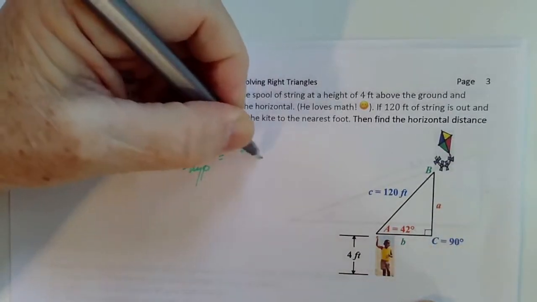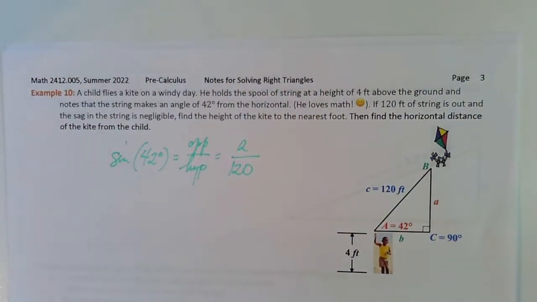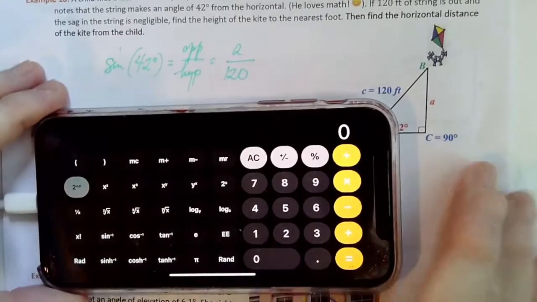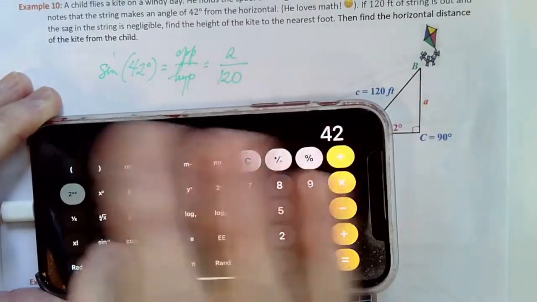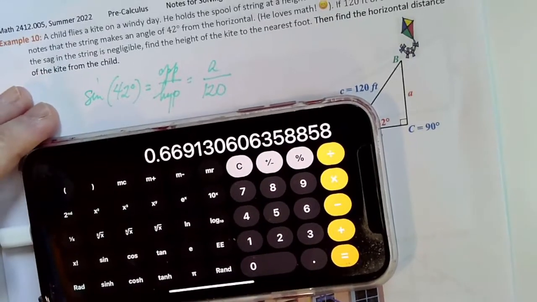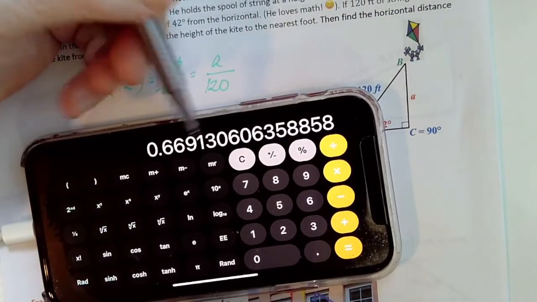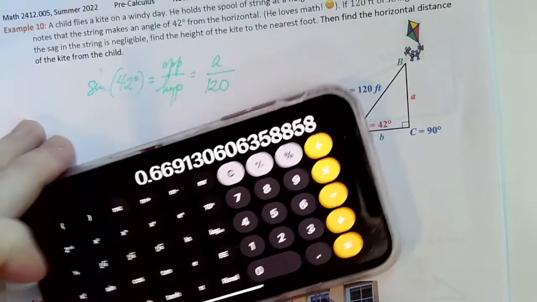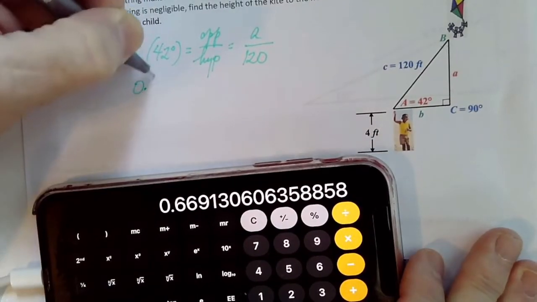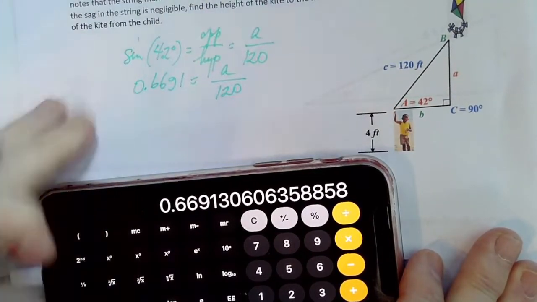Opposite is A. Hypotenuse is 120. And let's find the sine of 42. So we've got 42. Sine. And I get 0.66913. Since the number to the right of the 1 is a 3, I'll leave the 1 as it is. So we get 0.6691, and that equals A over 120.